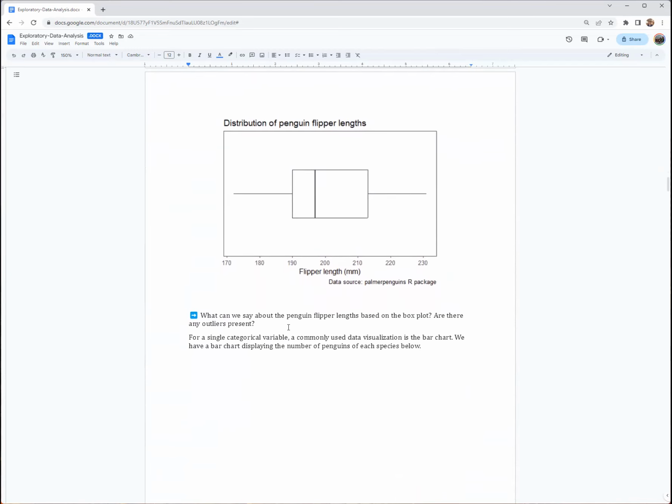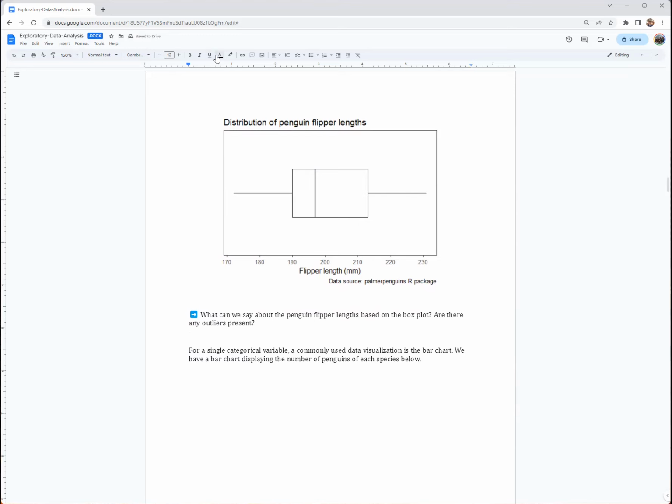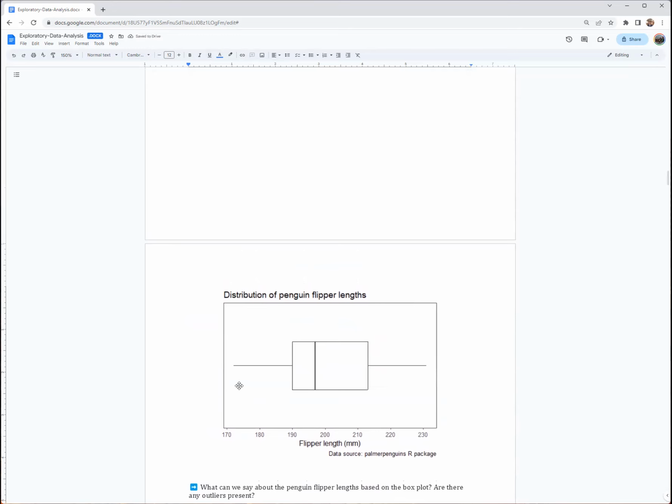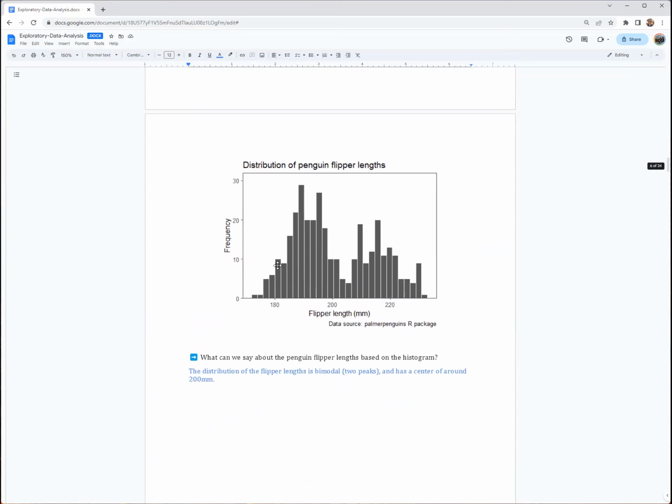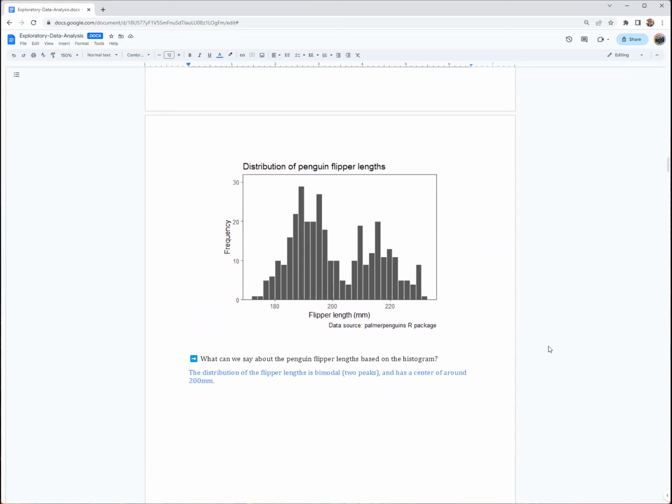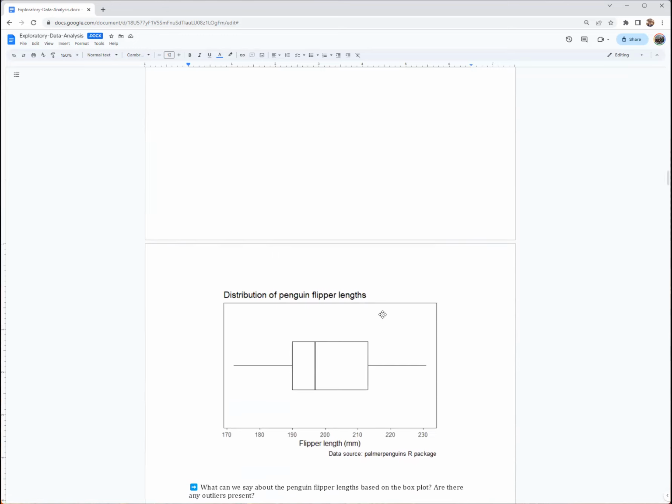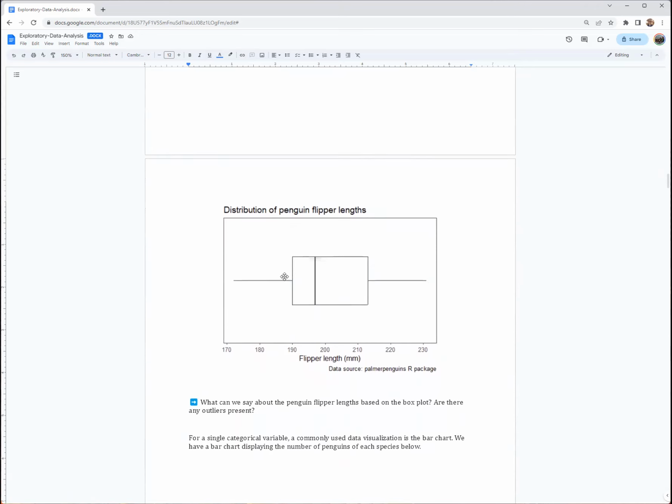A box plot is another way to visualize a single quantitative variable. The box plot and the histogram both show slightly different things. You can't tell if a distribution is bimodal from a box plot or not. So these are the same values shown in this box plot. You can see the bimodalness of the distribution here in the histogram much better. Box plots, though, are useful in that they quickly communicate many different statistics.